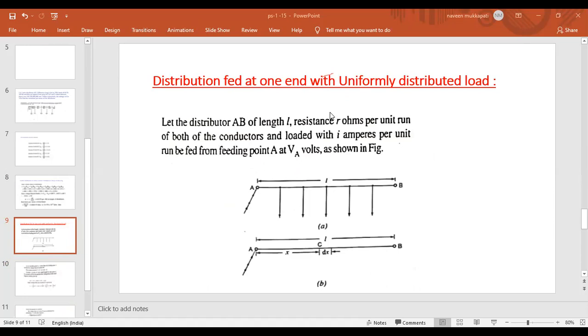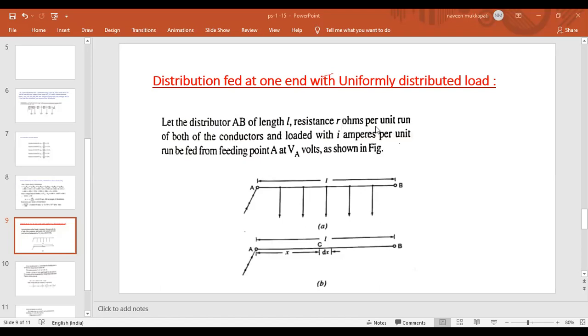In the previous derivation, the distributor was fed with concentrated loads. Okay, in the uniformly distributed load case, let the distributor AB be of length L.